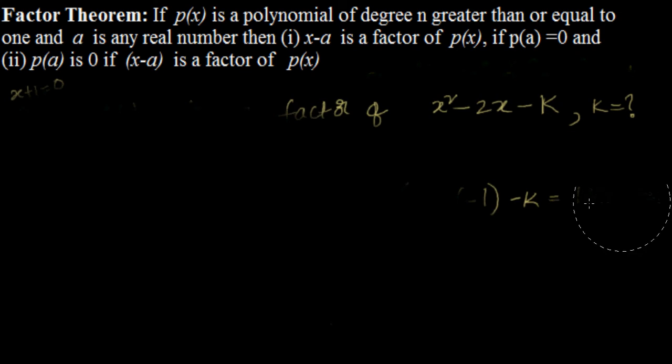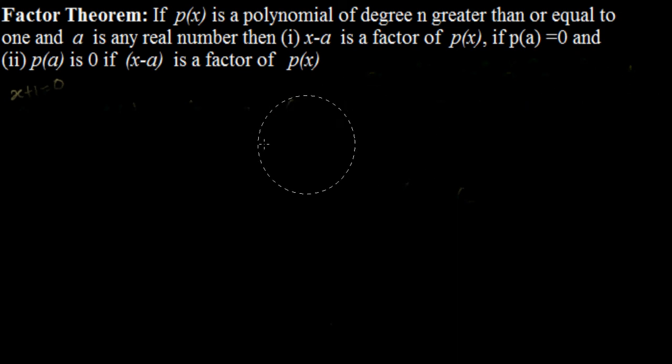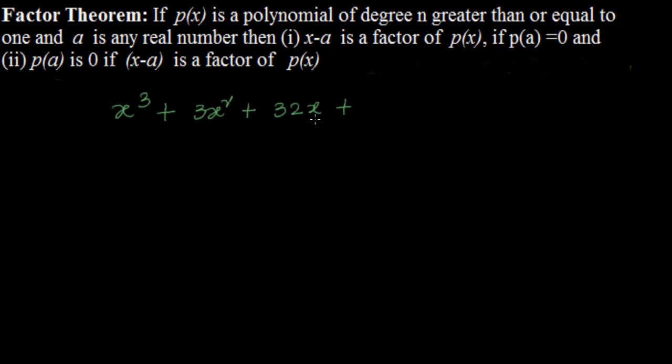Let's take a cubic polynomial where we will have 3 roots. With that we will close this video, and in the next video we will see how to find the zeros using different methods: not only the factor theorem, but also splitting the middle terms, using the graphs, and completing the squares. So let's take another example. The polynomial is given by x cube plus 3x square plus 32x plus 20.